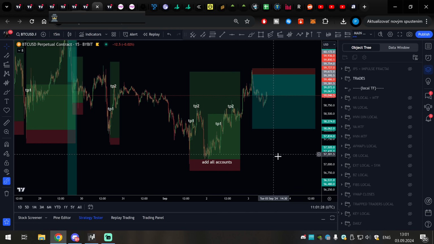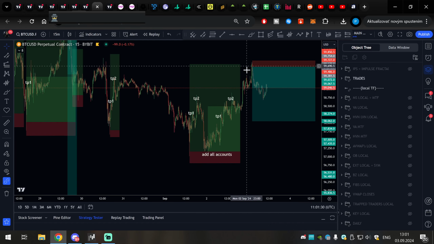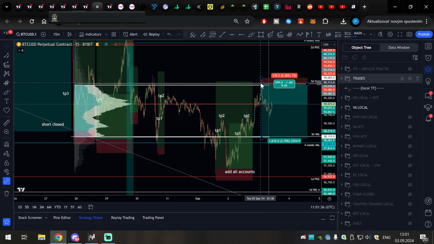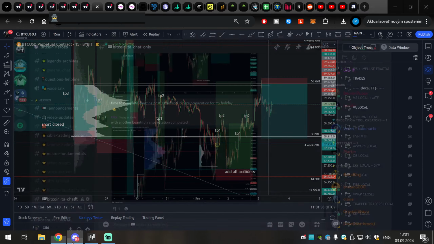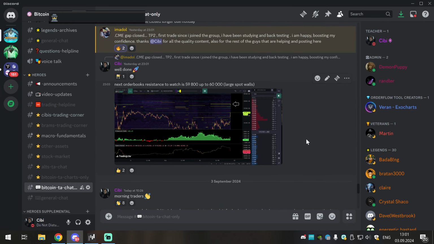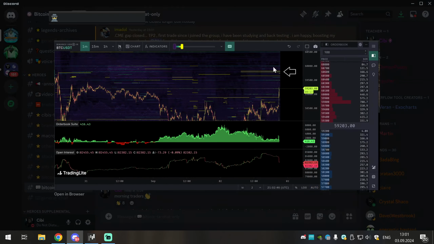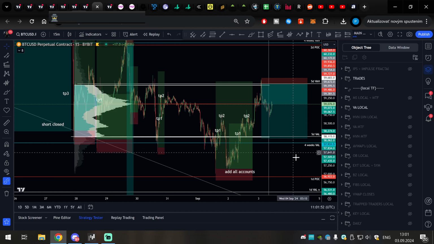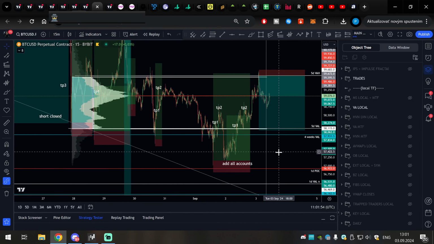You just let the market play. And the day trade, of course, is more manageable. You take another profit when you rotate the local range, because for example this move up here rotated the range. In our Discord, literally yesterday, I gave one single post and it was met with the reaction I expected. I said the next order book resistance to watch is 59,800 to 60k large spot walls. Currently we are in a pretty low volume environment, volumes are not so high.